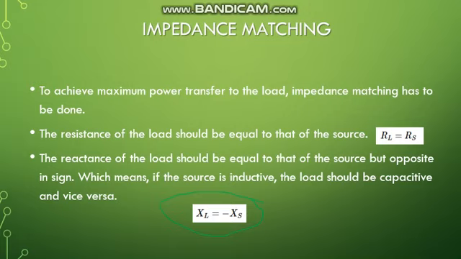Reactance should be equal. That means if it is inductance XL, that would be minus XS on the inductive side. If the source is inductive, the load should be capacitive, and vice versa. If the load is inductive, that is XL, the other should be XC, that means capacitive. If it is capacitive, then it could be inductive. The reactance of the load should be equal to that, but opposite in sign. So that is the impedance matching section.